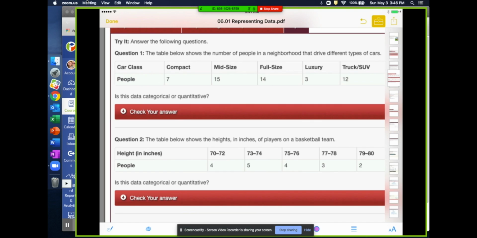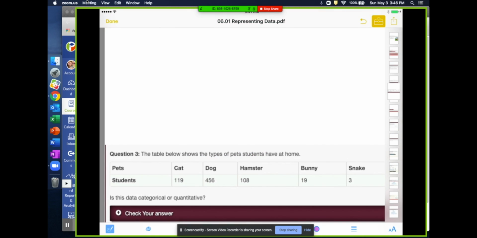We have a car class, which is compact, midsize, full-size, luxury, truck/SUV. And then the type of people that have those cars, that's different categories of cars. So that's going to be categorical data. Question 2 says height in inches of people. We have ranges from 70 to 72, 73 to 74, and so on. That will be quantitative data because you have number ranges. We are in the number, it's not a title category.